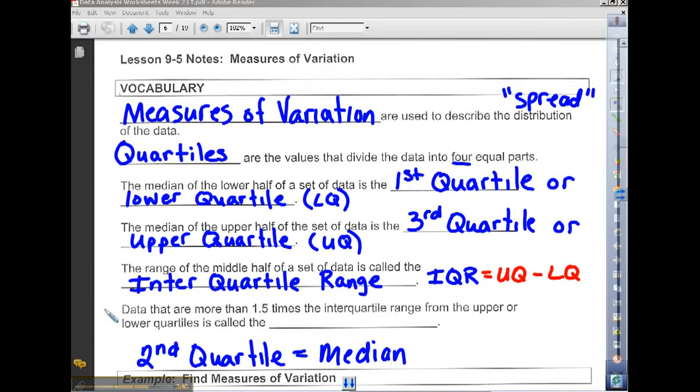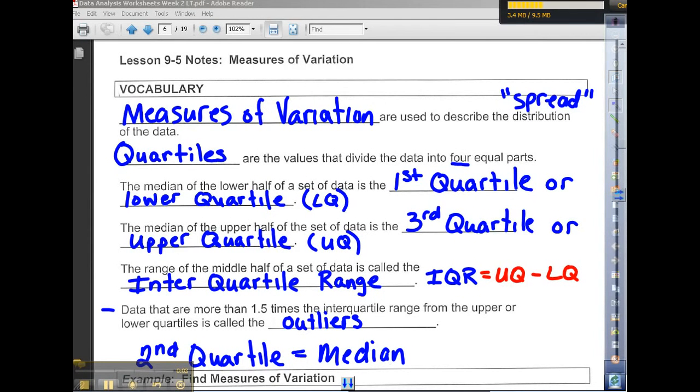All right, and then we left this one out. The data that are more than 1.5 times the interquartile range from the upper or lower quartiles are called outliers. This is like the technical definition of what an outlier is. Sometimes I agree with it and sometimes I don't. All right? If you need to pause this video, you can. I'm going to use the data set at the bottom of this page to show you how this all works. And I'm going to do that in the next video. See you in video 2.